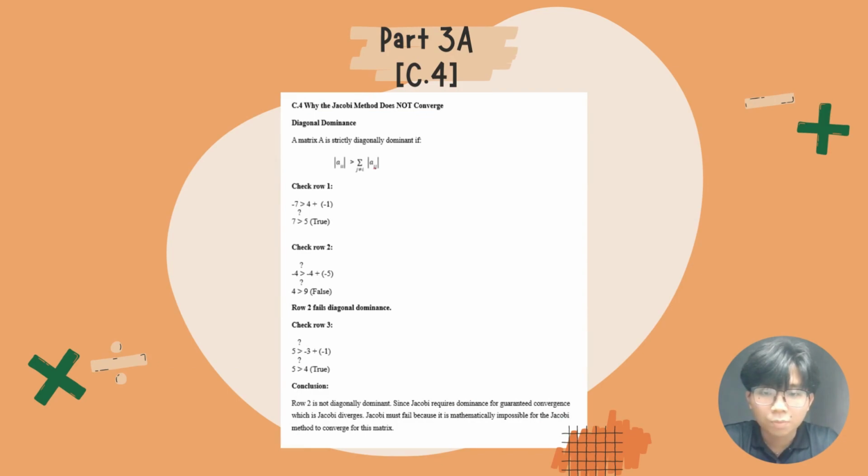C4. Why does the Jacobi method not converge? Jacobi converges only if the matrix is strictly diagonally dominant. This means the absolute value of the diagonal element must be greater than the sum of the absolute values of the other elements in the same row.